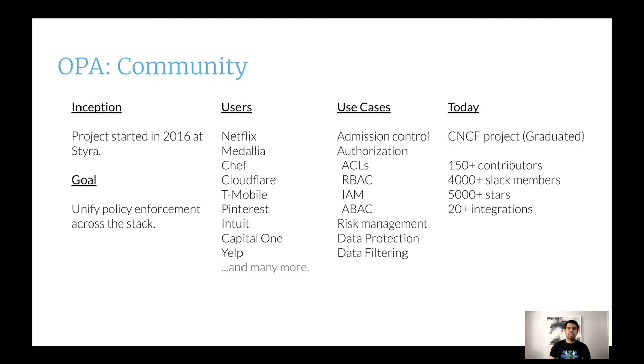Today, OPA is a graduated project at the CNCF with more than 150 contributors on Git, a healthy Slack community of more than 4,000 members, more than 5,000 stars on GitHub, and OPA has been integrated with more than 20 of the most famous open source projects out there, some of which we'll see later on.